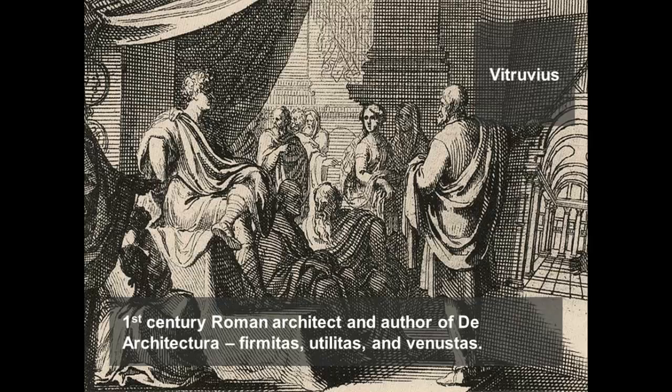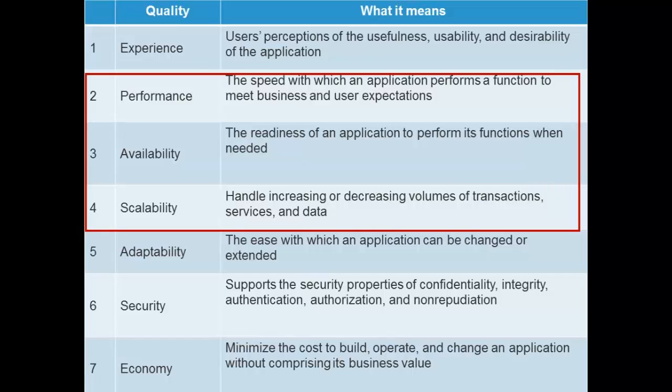So in software, though, we have 7 qualities that we think are important. So in architecture, there's 3, and in software, there's 7. Now, I'm not going to go through all 7 of these, but I am going to highlight 3 of them that are critical, which is performance and availability and scalability, and that's what these 11 tips will cover.